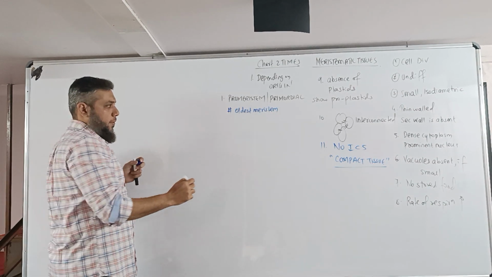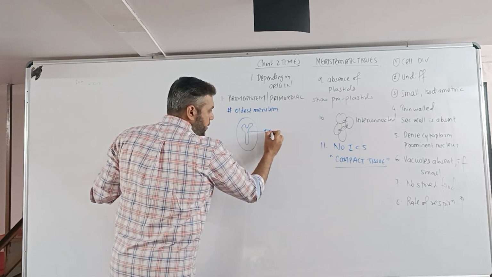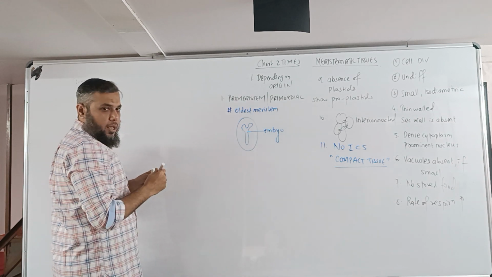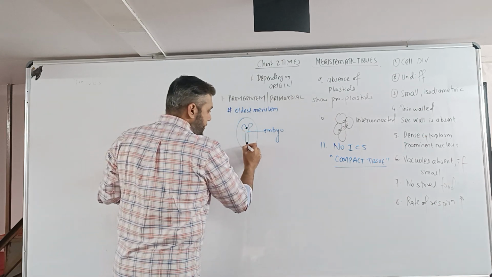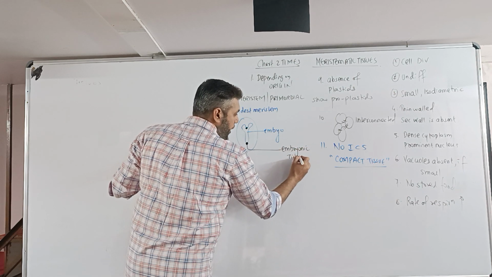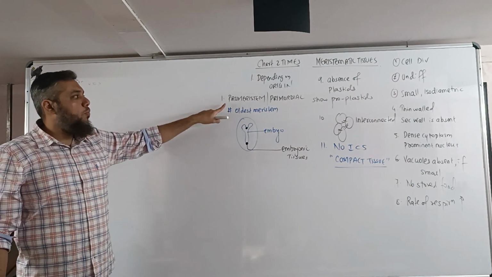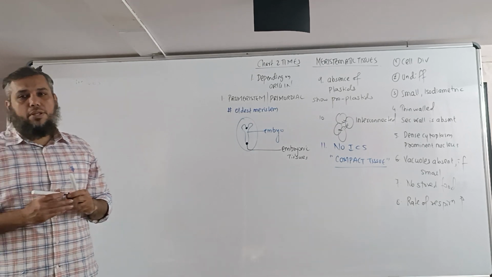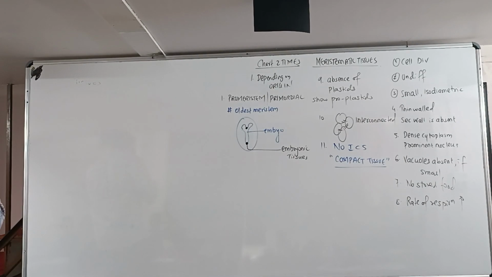So where will you find it, sir? If I go into a seed, inside the seed I will see the presence of an embryo, and the embryo will show the presence of radicle and plumule. These cells can undergo what? Cell division. So these embryonic tissues which can undergo cell division come under the examples of promeristem or primordial meristem. Promeristem, primordial meristem, the oldest.